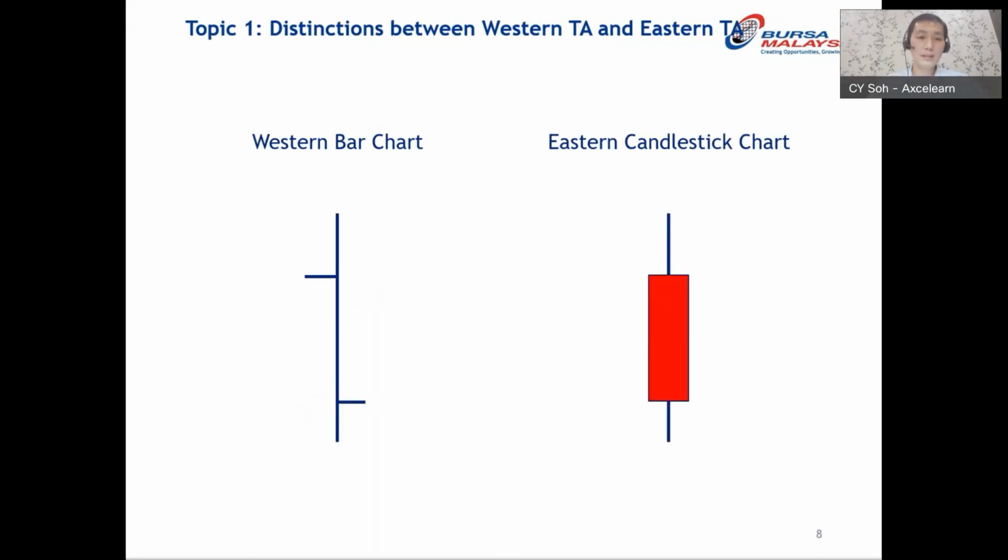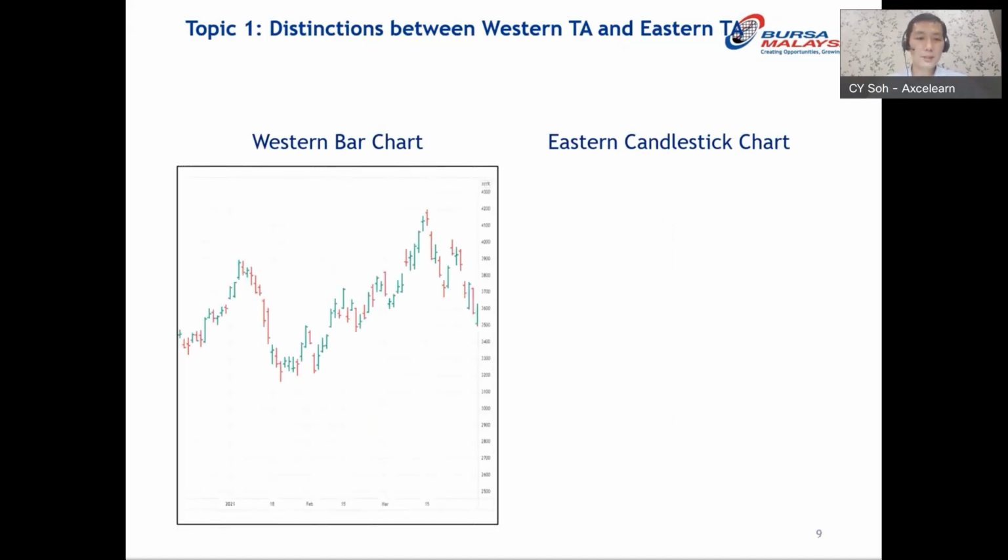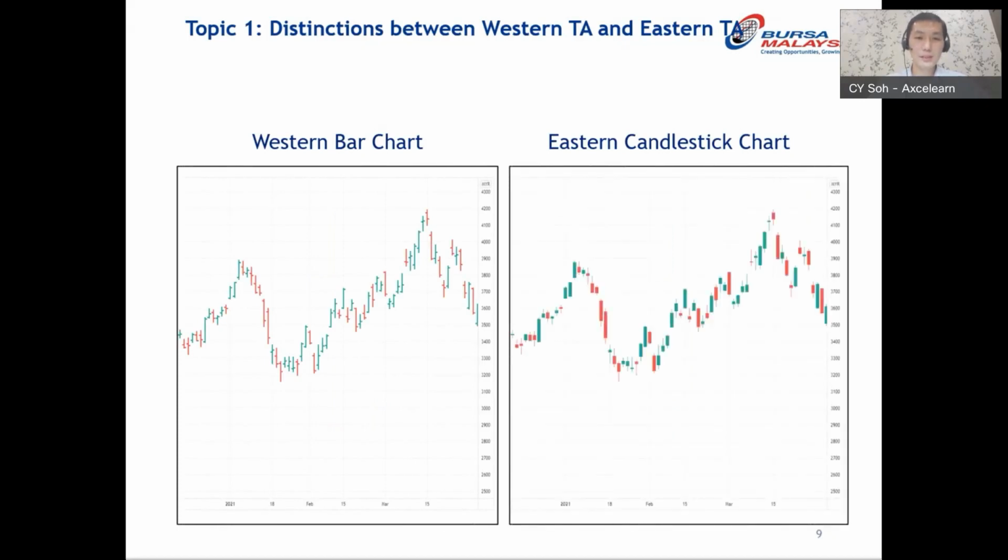A bar chart's left-hand side is your opening price. The right-hand side is your closing price. So your high and low remain the same. So this is generally the difference between bar chart and candlestick chart. Let me give you a quick overview of the differences in terms of a bigger picture for both Western bar chart and candlestick chart.